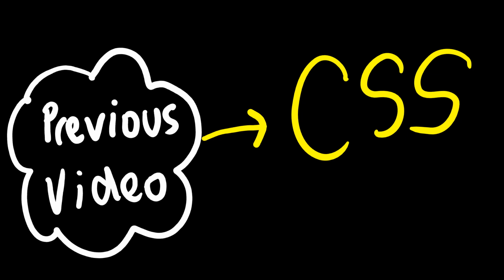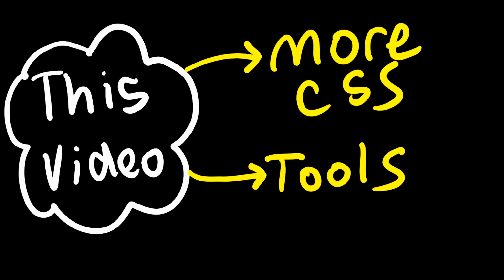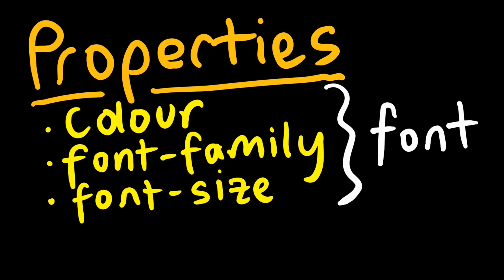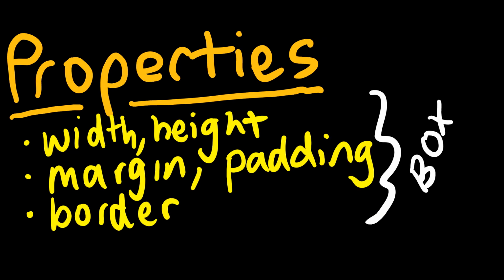In our previous video, we had a quick look at the basics of CSS. In this video, we want to have a more in-depth look at CSS and some of its functionality, and then also have a look at some tools to help you with CSS. Previously, the CSS properties that we looked at were more to do with font, such as color, font family, and font size. We will now direct our focus to the CSS properties of the container in which the font comes in, such as width, height, margin, padding, and border.